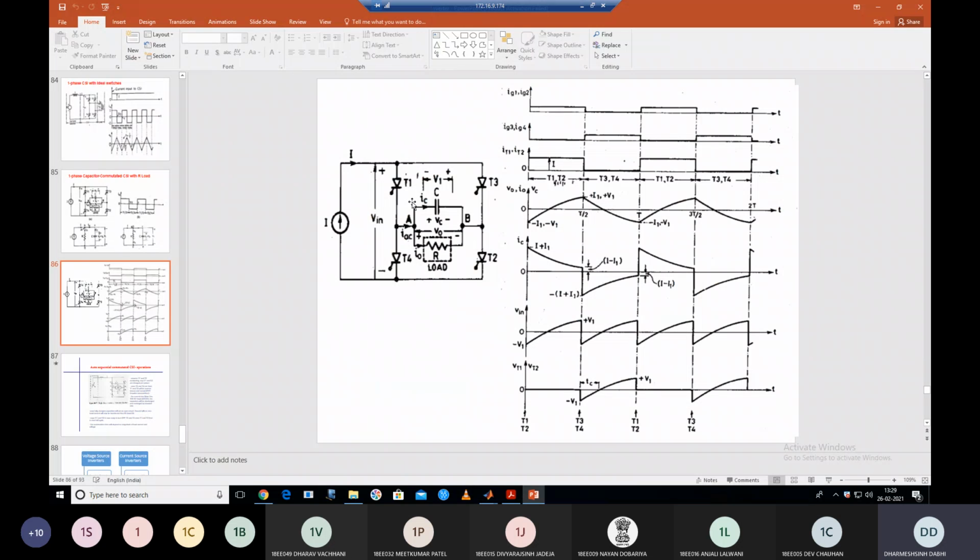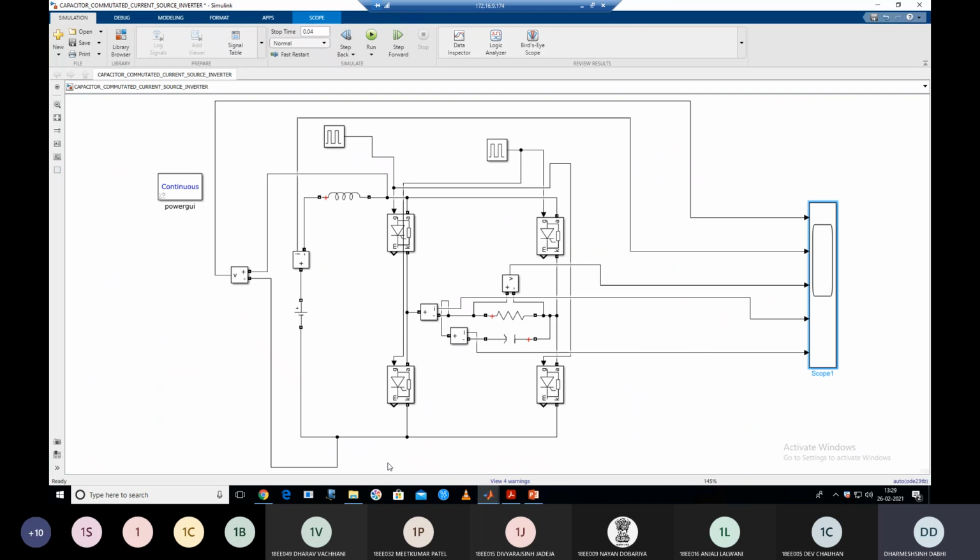So this is a capacitor commutated current source inverter, because here by using this capacitor we commutate T1 and T2 and T3 and T4. Okay. So this is all about the simulation of the single phase capacitor commutated current source inverter.